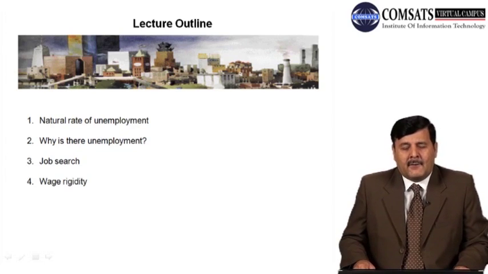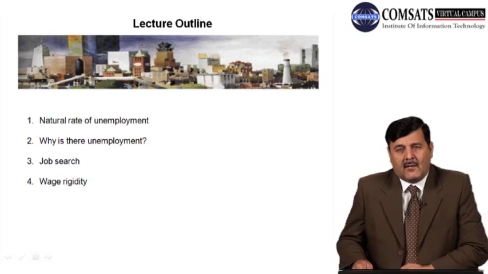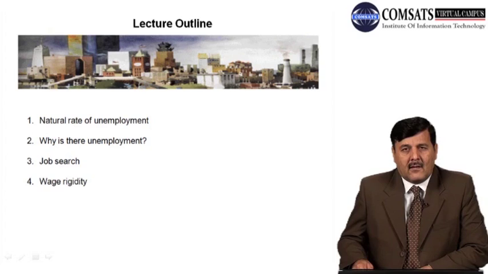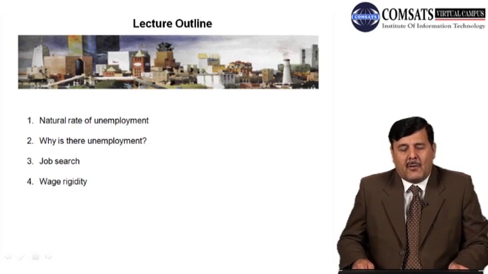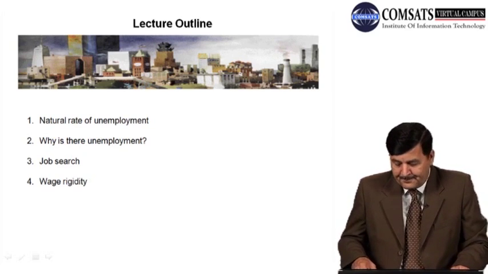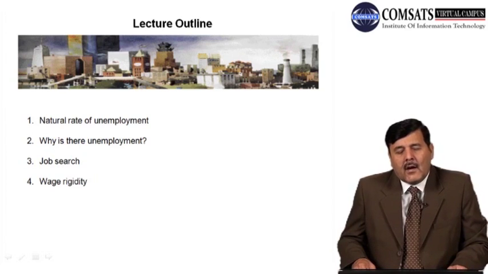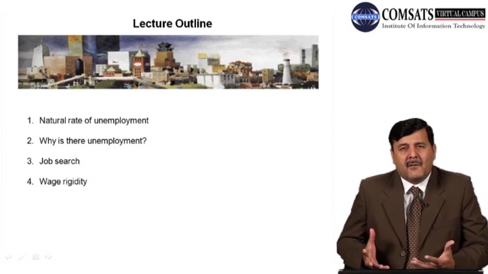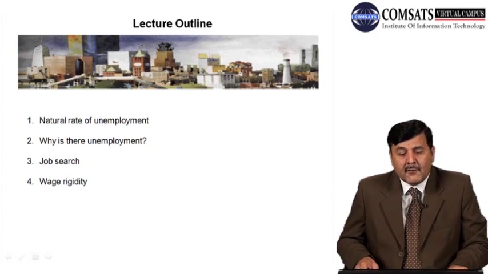So the outline of today's lecture: first of all, we'll try to define what the natural rate of unemployment in the economy is, and then why there is unemployment, why economies have unemployment in their countries. And then we will talk about the reasons for unemployment, that is, job search and wage rigidity. These are the two particular reasons which keep certain labor unemployed. So this is the sequence of today's lecture. In the whole lecture, we'll focus on unemployment, issues of unemployment, measurement of unemployment, the reasons for unemployment, and the types of unemployment. So we'll talk about all these issues. So we start our today's lecture.